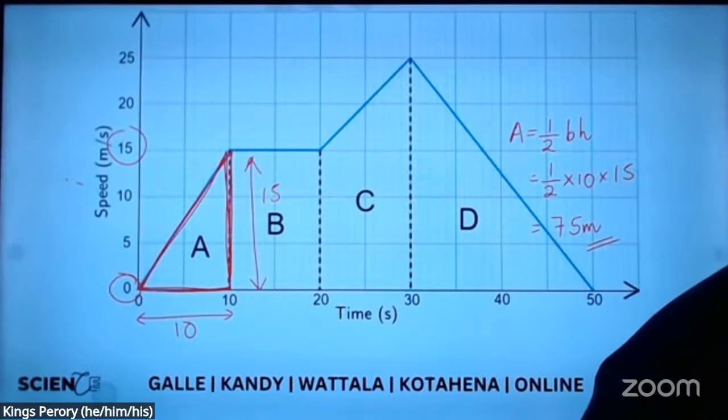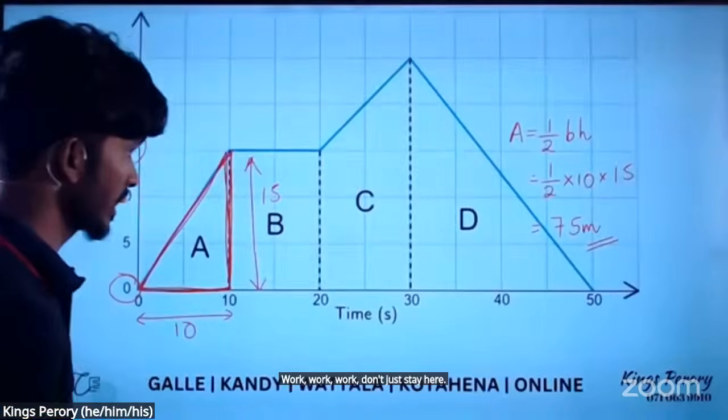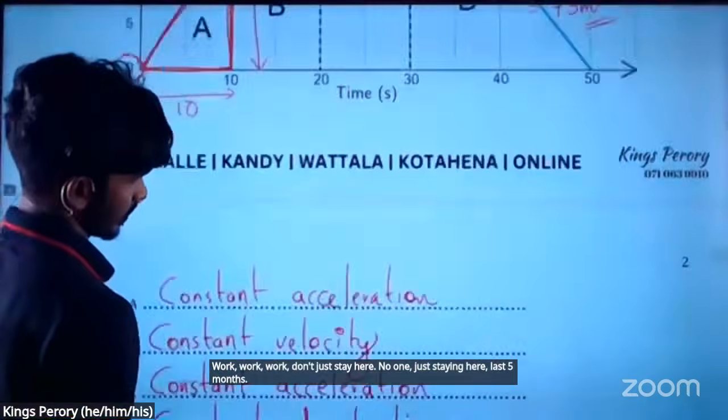Work, work, work. Don't just stay here. No one is just staying here. Last 5 months, every second is important.